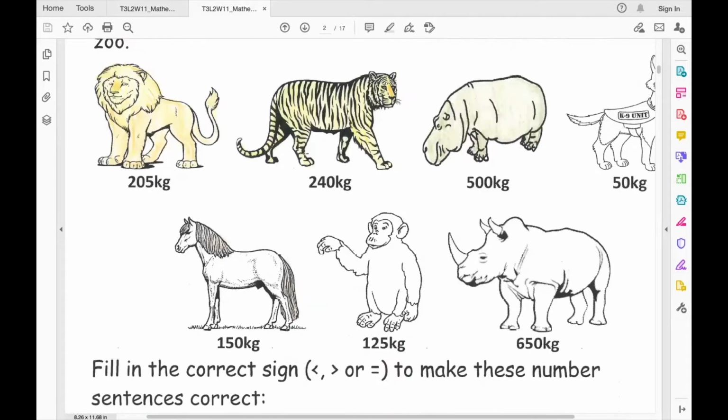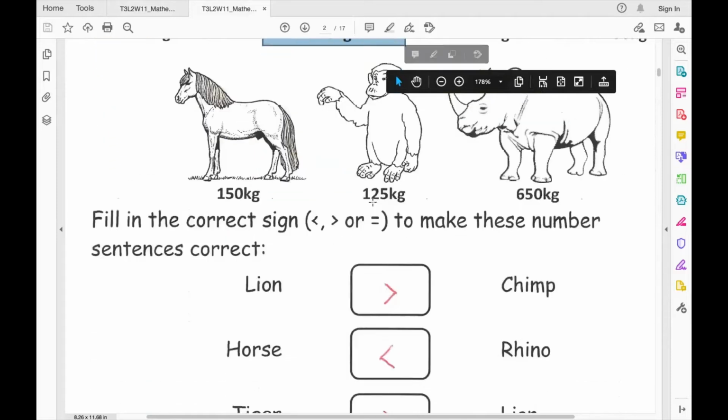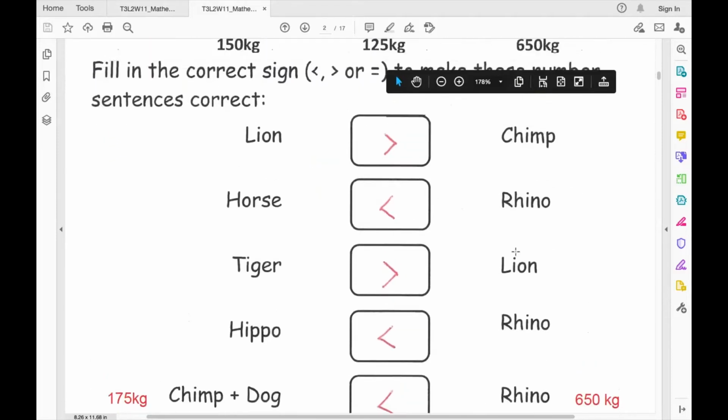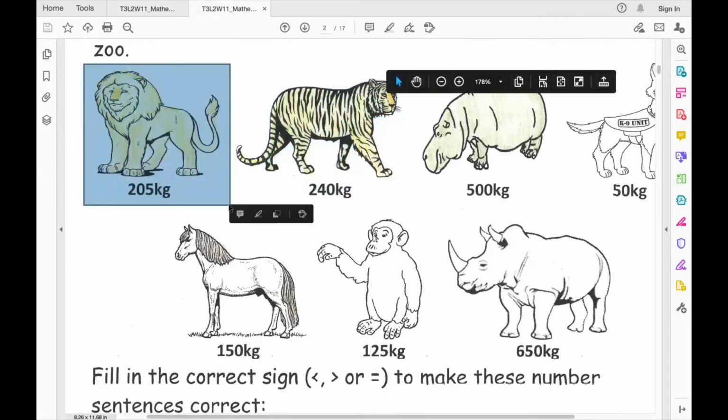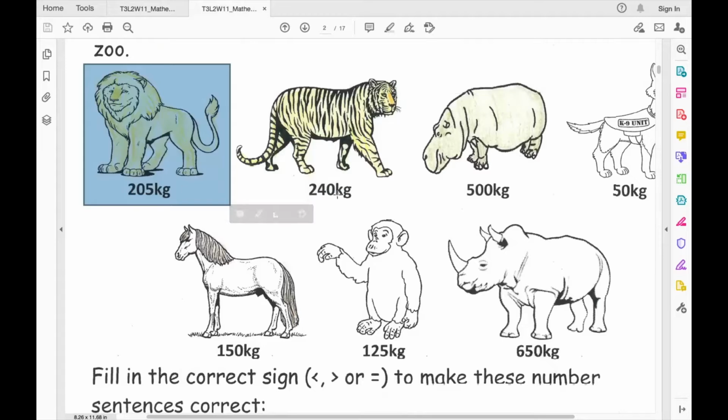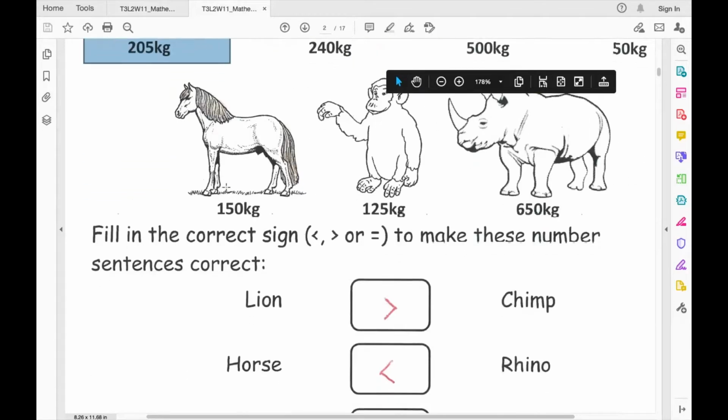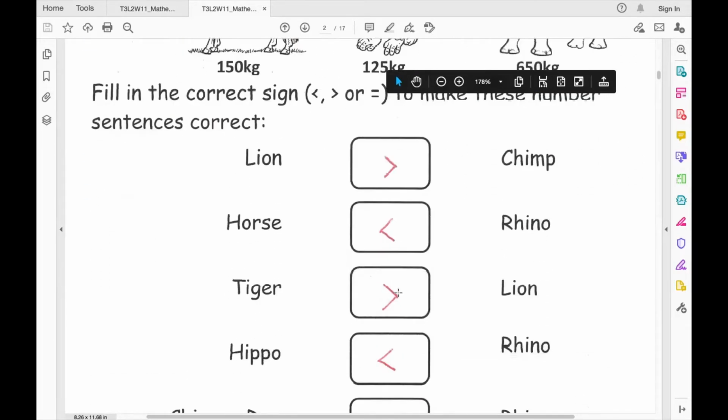Let's find the tiger. So tiger's over here. Now, tiger versus the lion, which one's heavier? Tiger is 240 kilograms. Lion is 205 kilograms. Looking in between these two numbers, we'll find that 240 kilograms weighs more than 205 kilograms. That means the tiger is heavier than the lion. That's why our crocodile mouth is trying to eat our tiger, and the number sentence would mean the tiger is more than the lion.